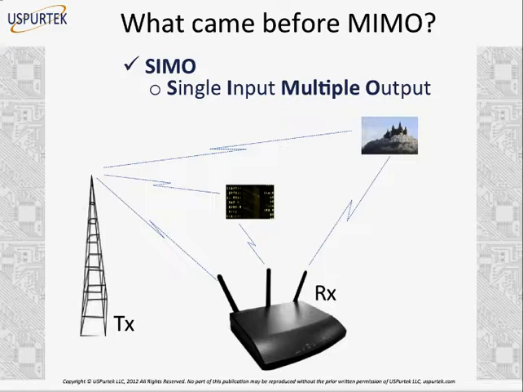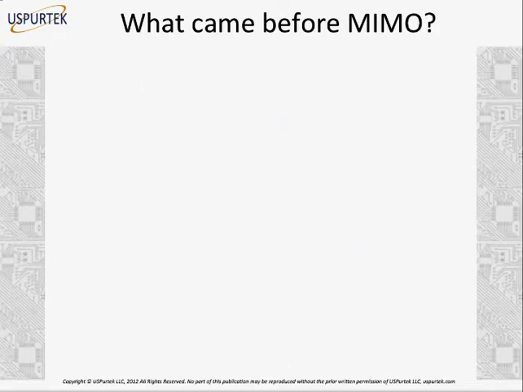All signals arrive at my SIMO receiver, which has multiple antennas on the receiver side, with different signal strengths and phase responses. A SIMO system can help me get the best out of a combination of 3 copies of the same signal. We'll see how a little later, how we can make use of these 3 copies of the signal for our benefit.